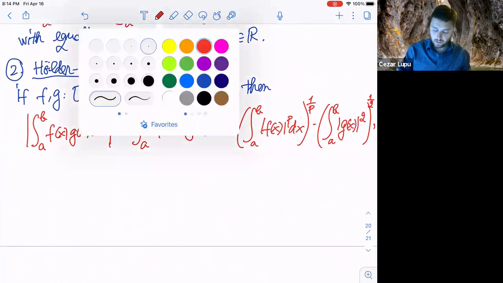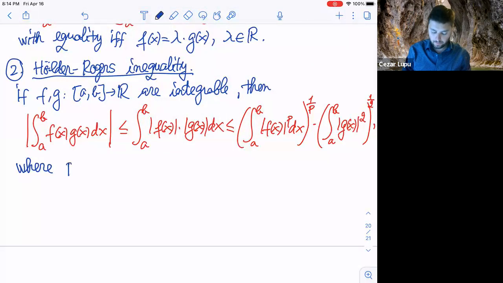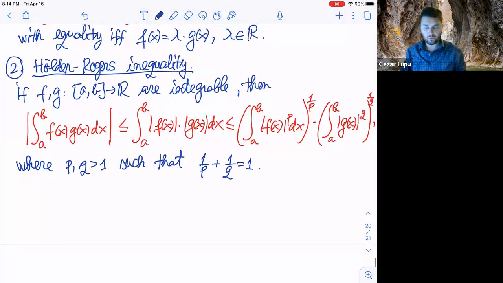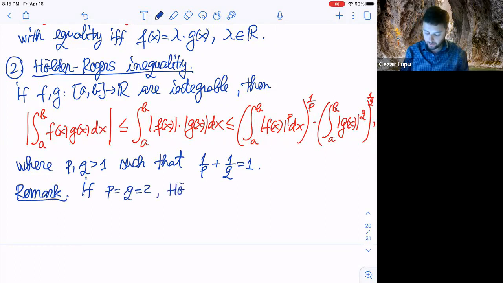Where these p and q are greater than 1, such that 1 over p plus 1 over q is 1. So these two exponents satisfy this relation, 1 over p plus 1 over q equals 1. And of course, you can express q in terms of p, and you can call this the critical Holder exponent, if you want. This is a generalization of the Cauchy-Schwarz inequality, because let me point out the remark: if p equals q equals 2, obviously 1/2 plus 1/2 is 1, Holder's inequality implies Cauchy-Schwarz inequality.